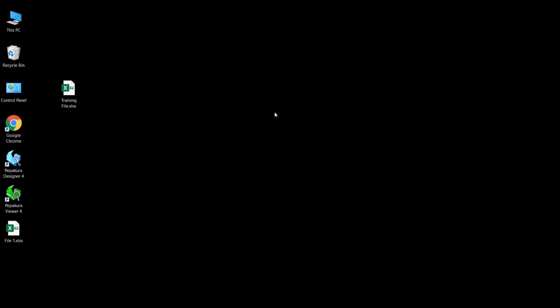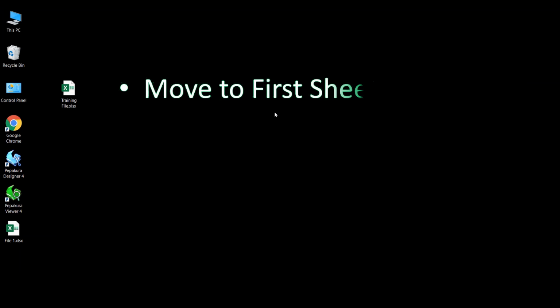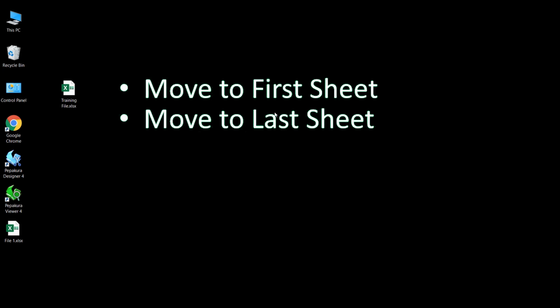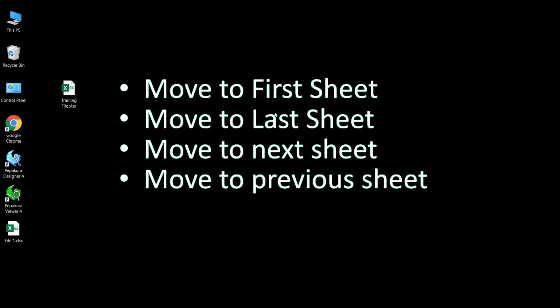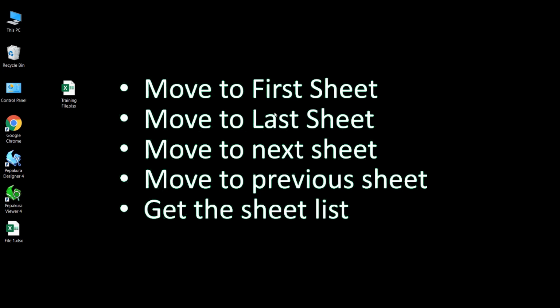In today's video, we are going to take a look at how we can navigate the sheets of an Excel workbook in a quicker and faster way. For example, if we are in the middle of a sheet list and we want to move to the first sheet, we want to move to the last sheet, or we simply want to move one sheet previous or one sheet forward, then what are the faster ways of doing it?